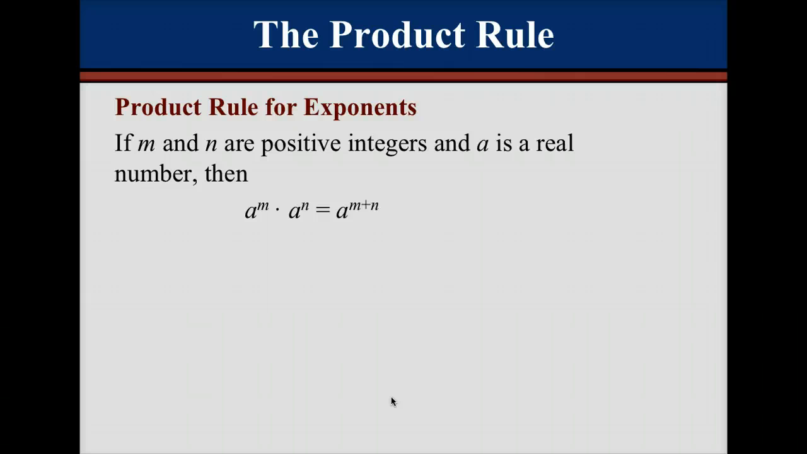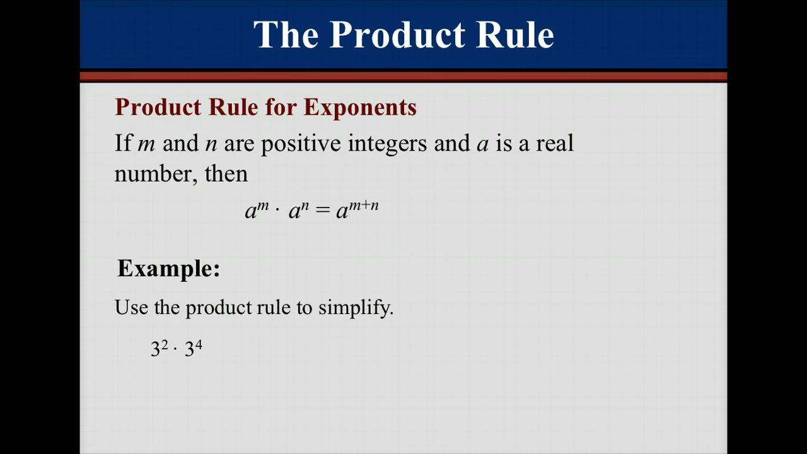First of all, we're going to learn about the product rule. If m and n are both positive integers and a is a real number, cannot equal 0, then when you're multiplying these by each other, you will actually just add the exponents. So if we've got a base of 3, and we've got 3 to the second times 3 to the fourth, it is the same thing as 3 to the 2 plus 4, or in essence 3 to the 6th, which is 3 times 3 times 3, etc., or 729.